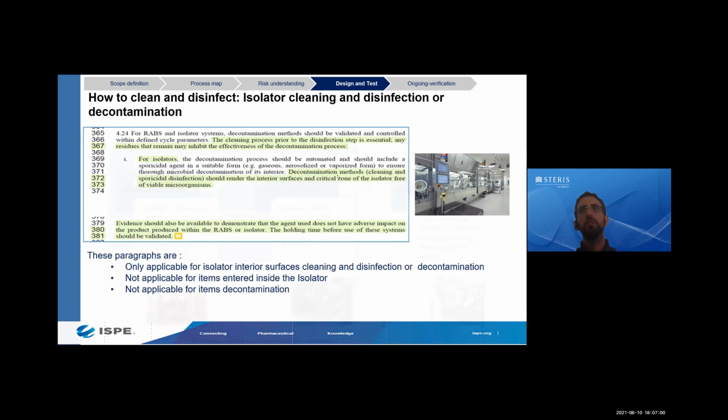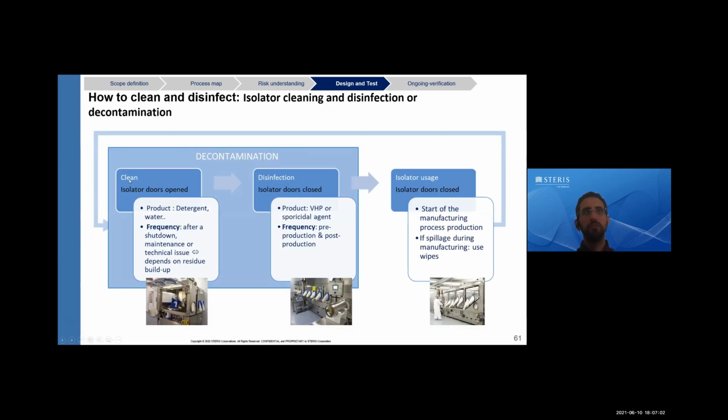And so the goal here is to look at the way to do it. The first thing is to clean, either using a detergent or water. Some may use IPA, with a mechanical action, of course. And define the frequency of this cleaning. It can be either after a shutdown, or after a maintenance, or at a periodic frequency, based on what you think is the most adequate.